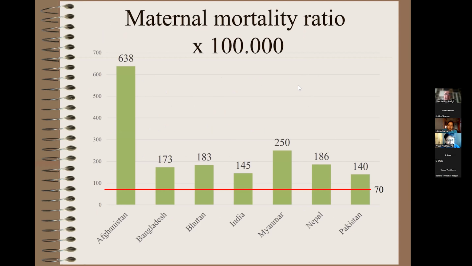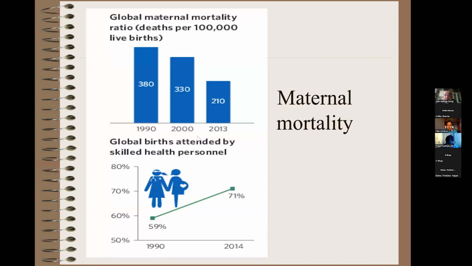The situation in your countries is this one. The red line is the target, 70. You can see that the one nearest to the target is Pakistan, that is, again, the double, by the way, is 140. Myanmar, Nepal, India, all of them are on the way to reach the target. Unfortunately, Afghanistan, we are still far, far away from the target.